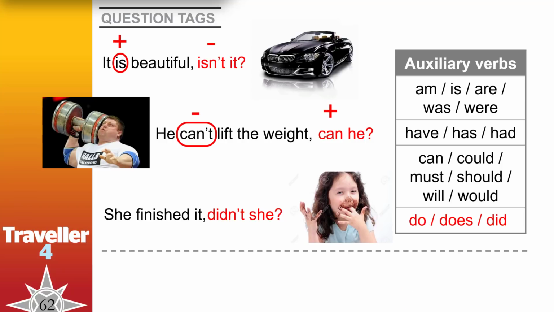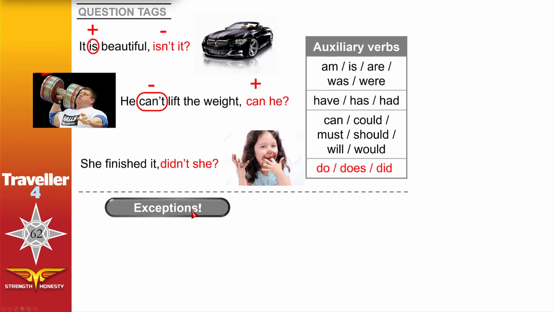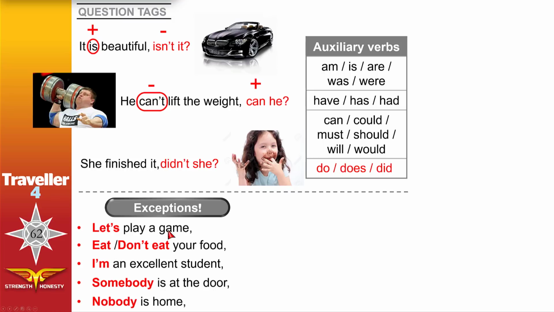Now, there are a few exceptions. Exceptions means these rules don't apply. These are the exceptions. Let's play a game. Every time you start with let's, you finish with shall we. Always, let's, shall we. If you start with a verb, like when you give a command, eat your food, listen to me, do your homework, don't go to bed, don't watch TV, you finish with will you.